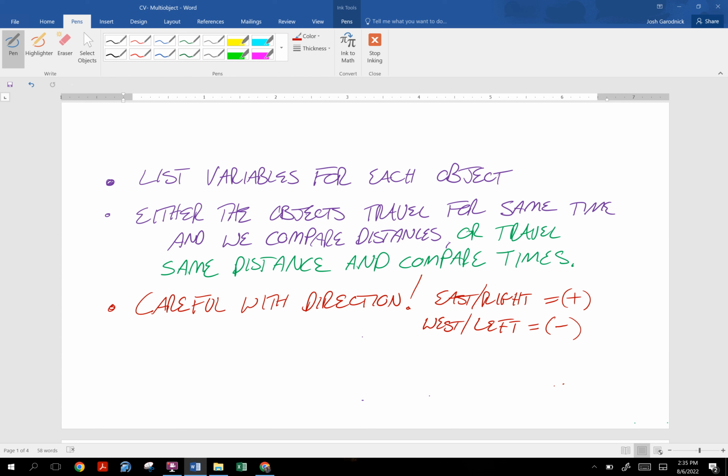And finally, although this problem didn't have anybody going west, just be careful with direction. Remember, if it's traveling east, that's positive, but if it's traveling west, it's going to have a negative displacement. It's also going to have a negative velocity.